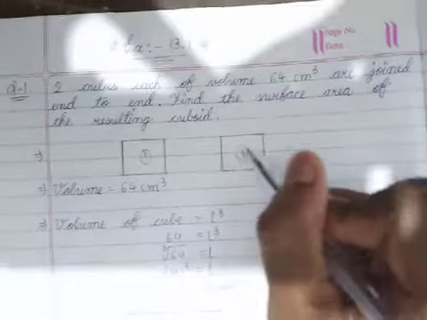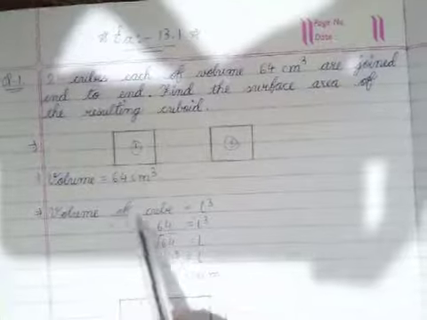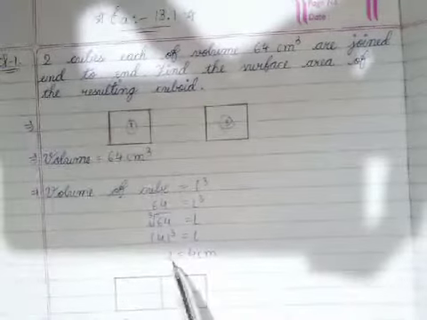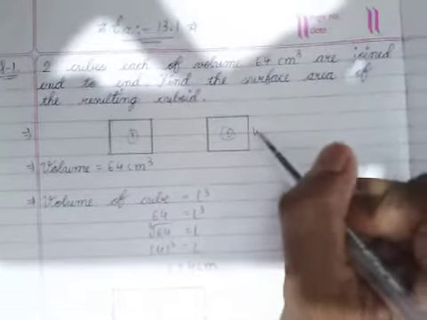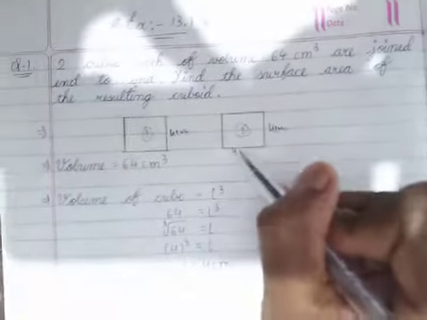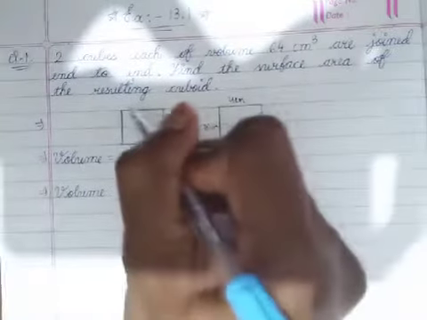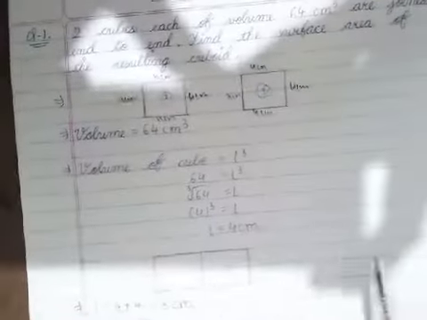So this is a cube, first one. This is second one. So volume of each one is 64. So volume of cube is equal to L cube. So if you take cube root of this, the length of each side will be 4 centimeter. This is also 4 centimeter, here also 4 centimeter, here also 4 centimeter. If these two are joined, it will become like this.